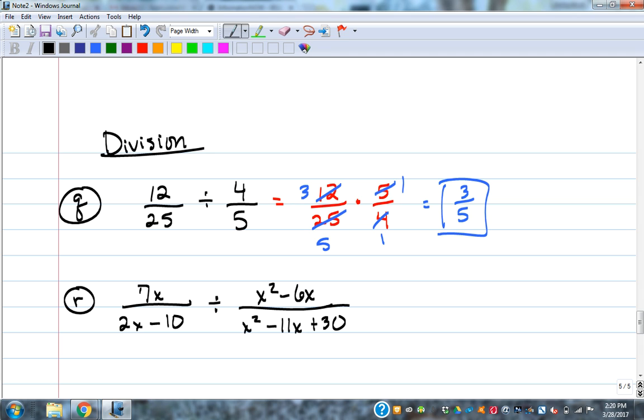All right, so we got a division problem here. We got 7x over 2x minus 10 divided by the fraction x squared minus 6x over x squared minus 11x plus 30. Don't be lazy and not flip the second one and rewrite it. I've seen too many people that are really good at factoring miss problems by doing that. So when you look at this in the book, if I'm doing problems out of the book today or tomorrow, I probably never write the division problem. I'll write it as a multiplication problem the first time.